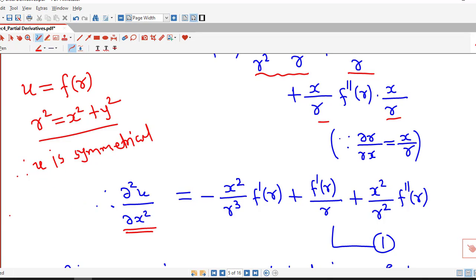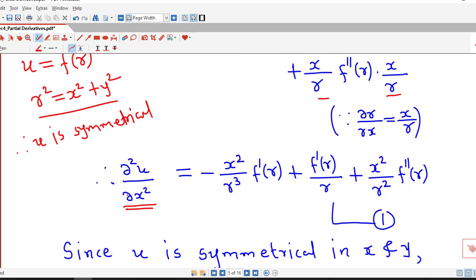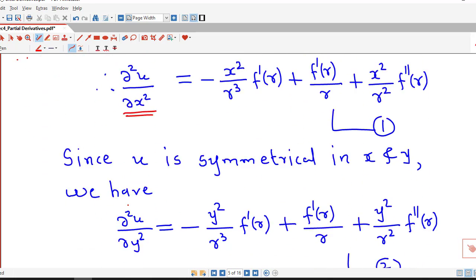Because u is symmetrical in x and y, we can write down the second order partial derivative with respect to y from this partial derivative with respect to x. So we will simply replace x by y in this partial derivative. So because u is symmetrical in x and y, we have del square u by del y square equal to, here x is replaced by y and this x is replaced by y. Other things remain as they are. So minus y square by r cube f dash r plus f dash r by r plus y square by r square into f double dash r.